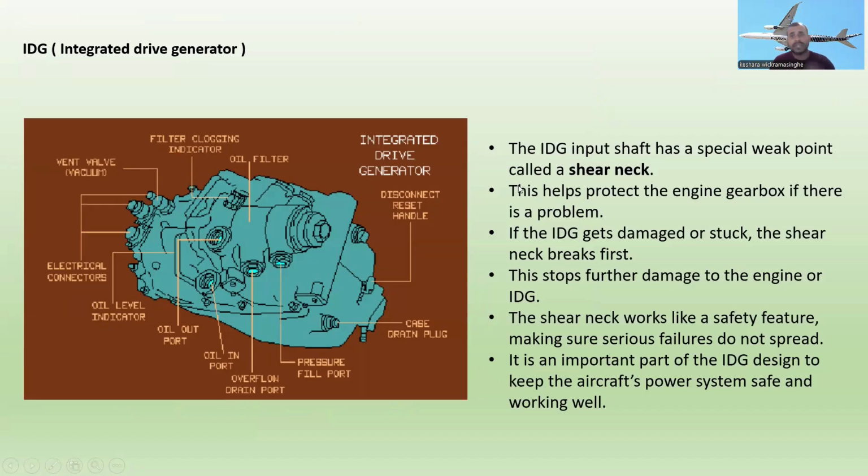The IDG input shaft has a special weak point called a shear neck. Remember, this helps protect the engine gearbox if there is a problem. If the IDG gets damaged or stuck, the shear neck breaks first. This stops further damage to the engine or IDG. So the shear neck works like a safety fuse.